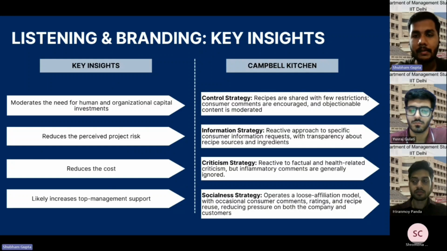There is a case study of Campbell Kitchen. Campbell Kitchen basically started posting their recipes online on Facebook. The recipes were shared with few restrictions. Consumer comments were encouraged, and objectionable content was moderated. So this was the control strategy.